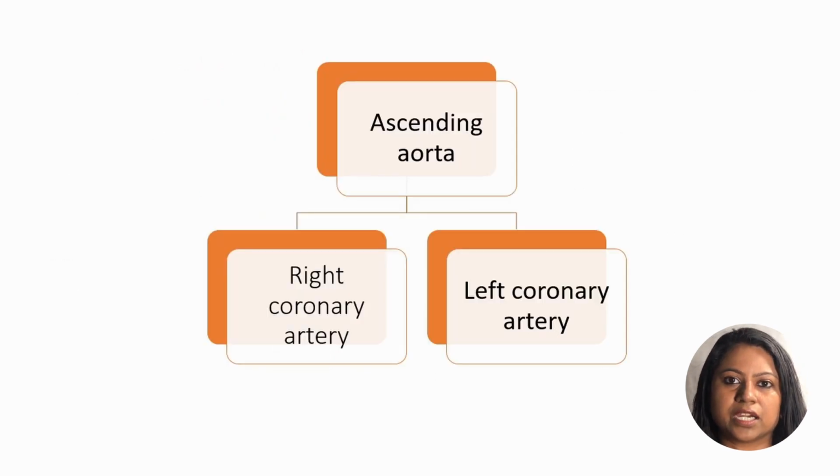The ascending aorta arises from the left ventricle. It gives rise to the right and left coronary arteries, which arise from the right and left aortic sinuses, respectively.